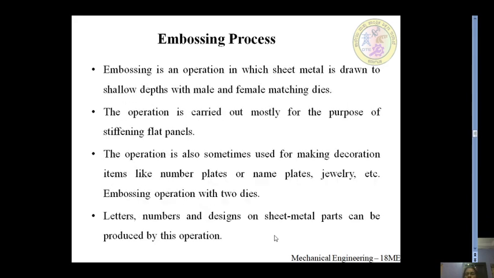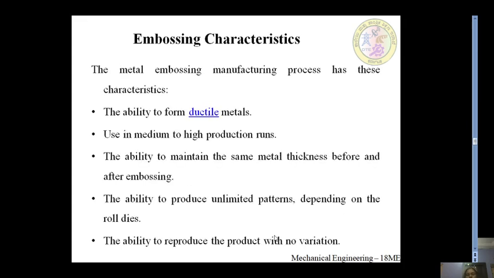Embossing is an operation in which the sheet metal is drawn to shallow depths with male and female matching dies. It is carried out mostly for the purpose of stiffening flat panels. The operation is also sometimes used for making decoration items like number plates or name plates, jewelry, etc. with 2 dies. Letters, number designs on sheet metal parts can be produced by this operation.